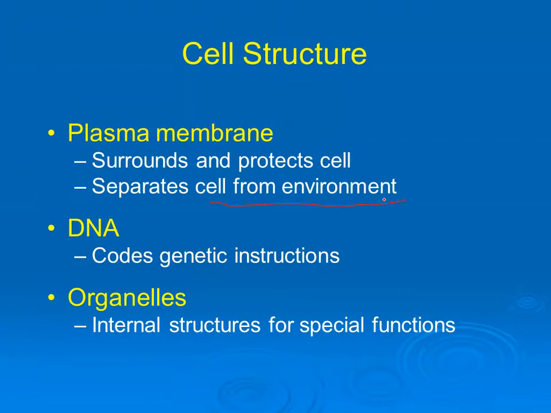Living things are made up of cells. Living things have genetic instructions, DNA. Living things are going to have organelles so that they can carry out the metabolic processes that we mentioned earlier.